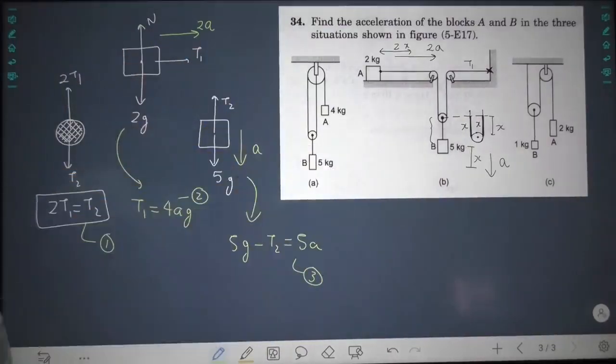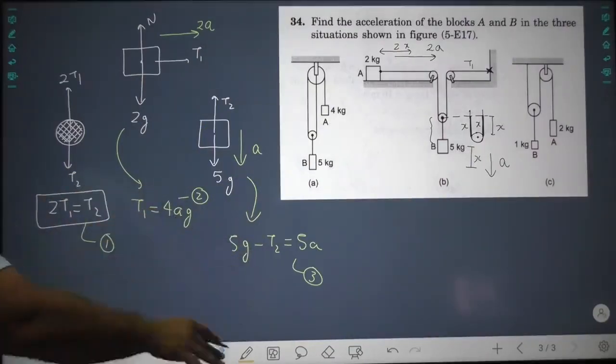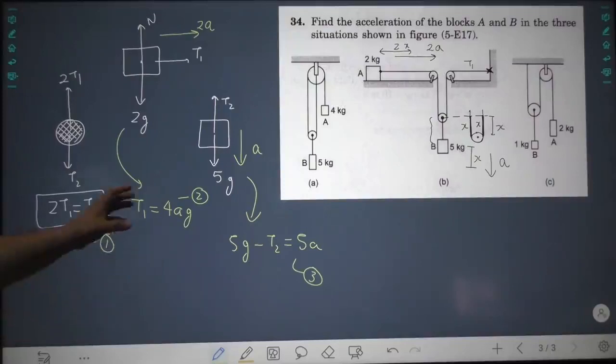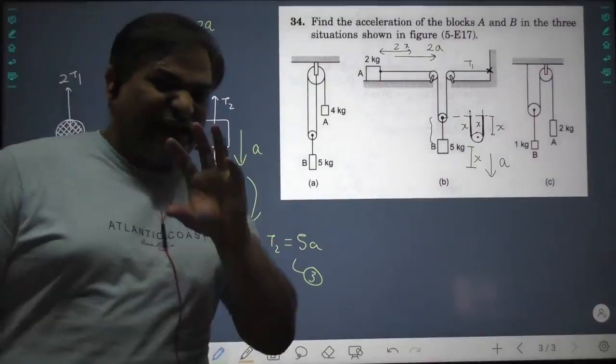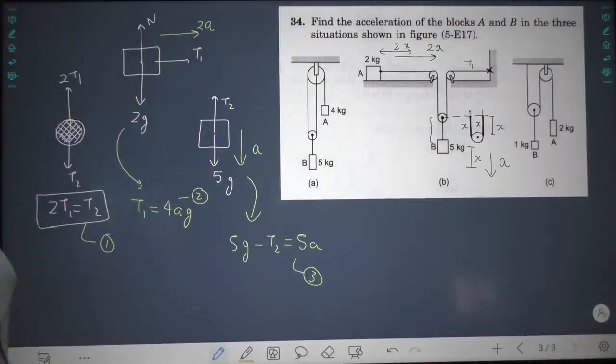Is this thing clear to you all, students? Solving this is not a big deal. Simply put T1, T2, anybody can solve. But writing this, the analysis part is the main thing. Please copy down.